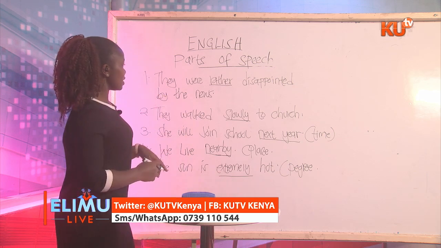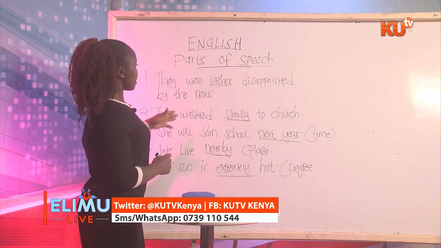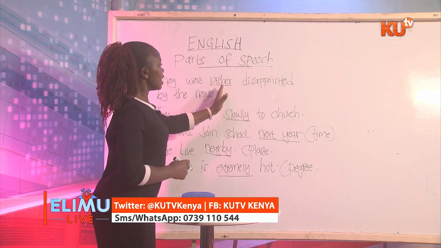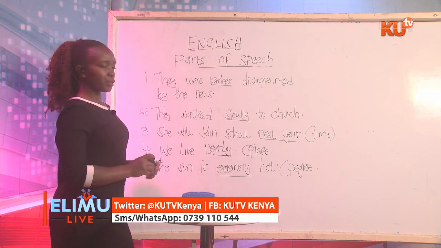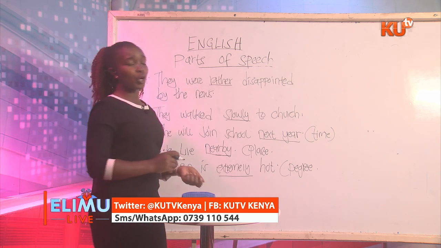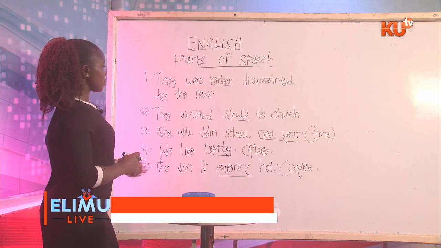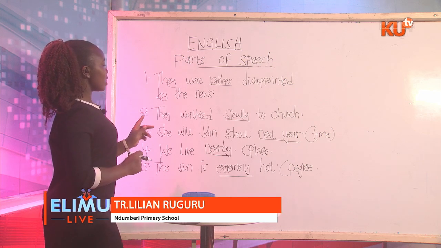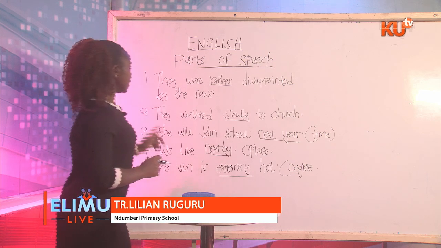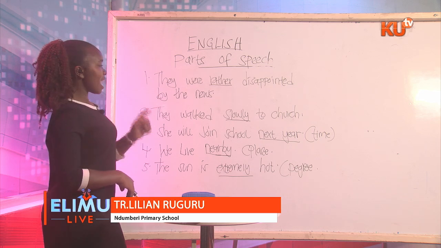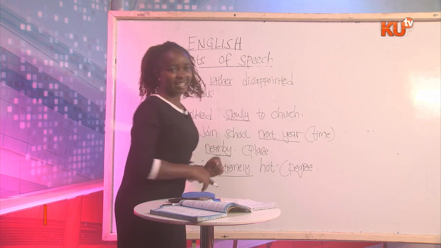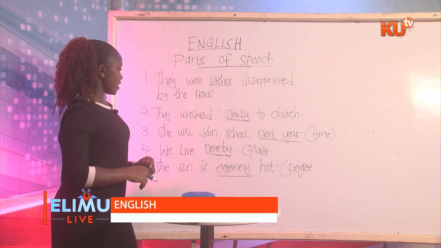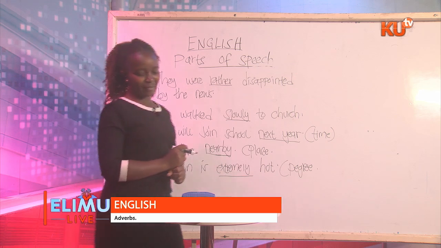So we started with the first question. They were rather disappointed by the news. Our adverb here is rather. The second question. They walked slowly to church. Our adverb here is slowly. She will join school next year. Our adverb here is next year. We live nearby. That is our adverb of place.